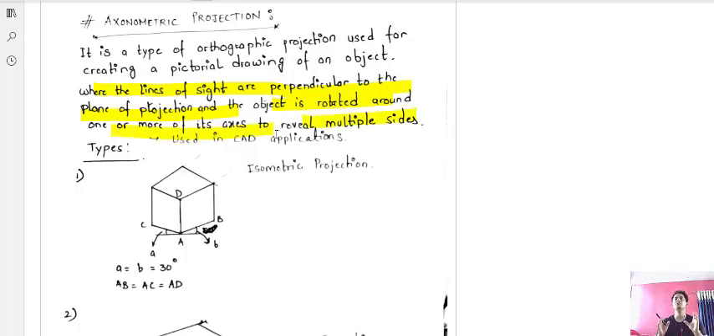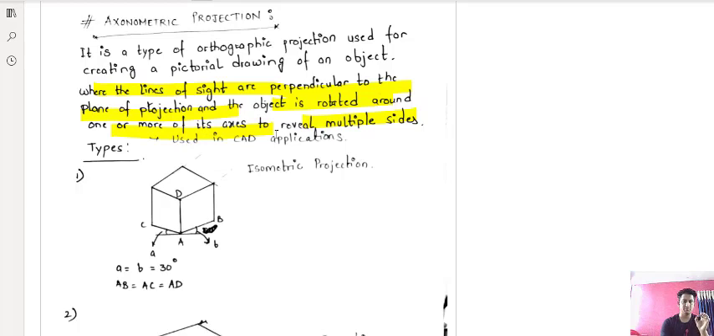So by different views you can see any object. So this is known as axonometric projection, in which the line of sight is perpendicular to the plane of projection. Okay, so the line of sight is perpendicular to the plane of projection, and the object is rotated around one or more of the axes.